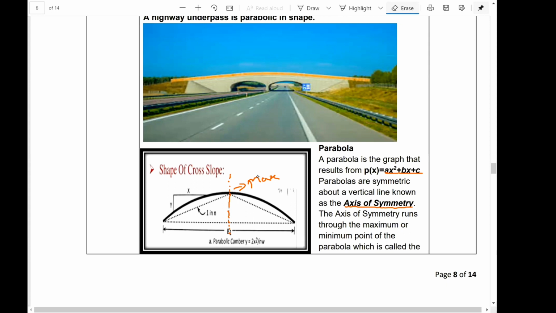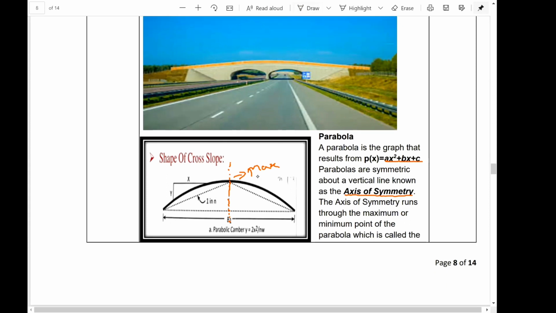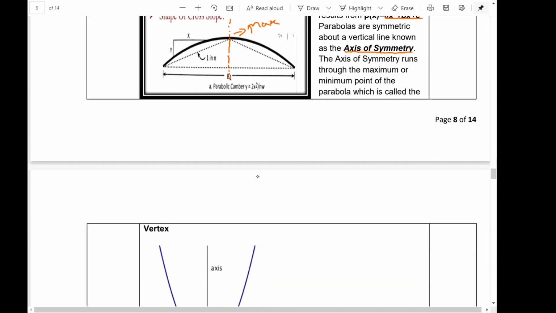Parabolas are symmetric about a vertical line known as the axis of symmetry. You can see the axis of symmetry in the diagram. The axis of symmetry runs through the maximum or minimum point of the parabola. Here you will see a maximum point in this shape, and this is called the vertex. So the maximum point in the above figure is the vertex.